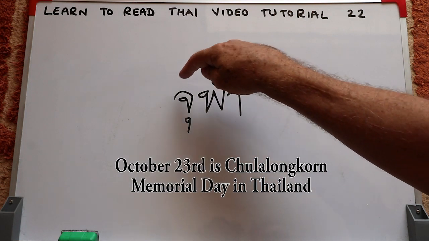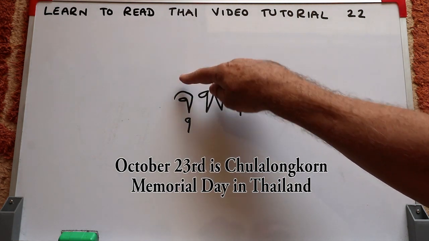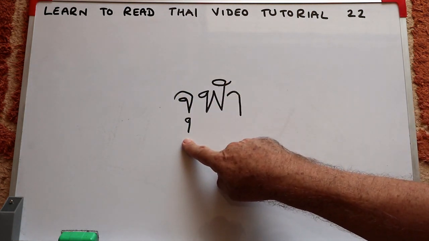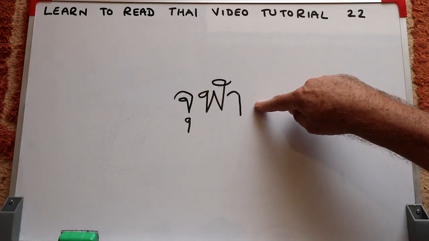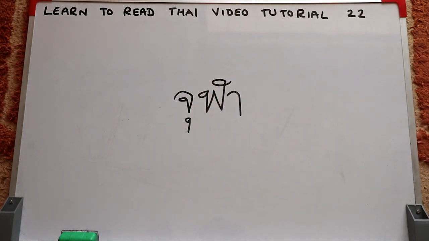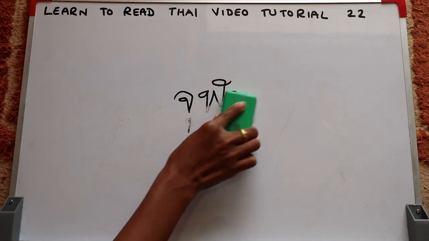So we've got the jaw jan, initial consonant, then the short oh vowel, then the lower jula, and then the long ah vowel. Jula. And that would normally be transliterated as C-H-U-L-A, but I think it's more of a J sound.